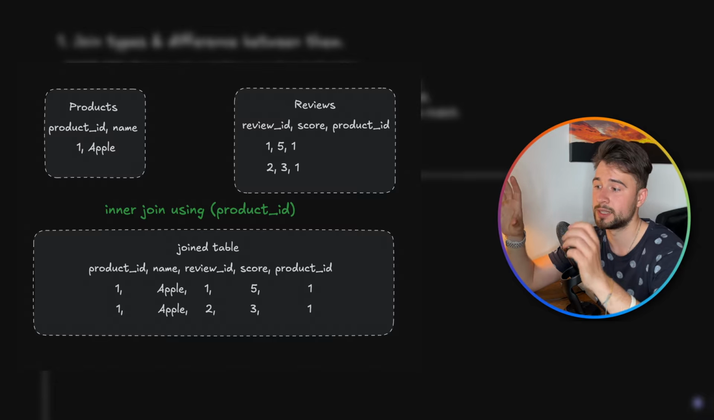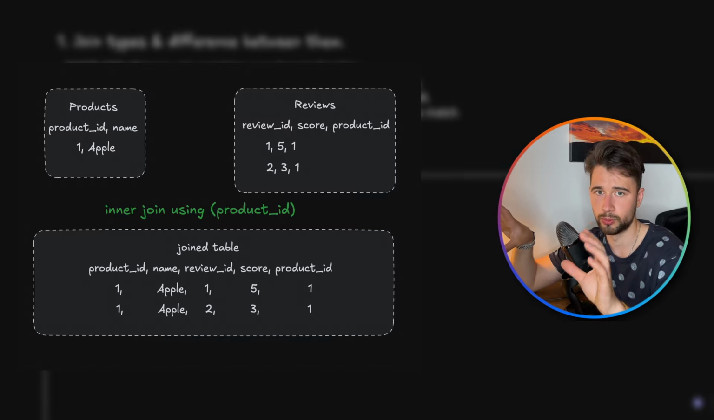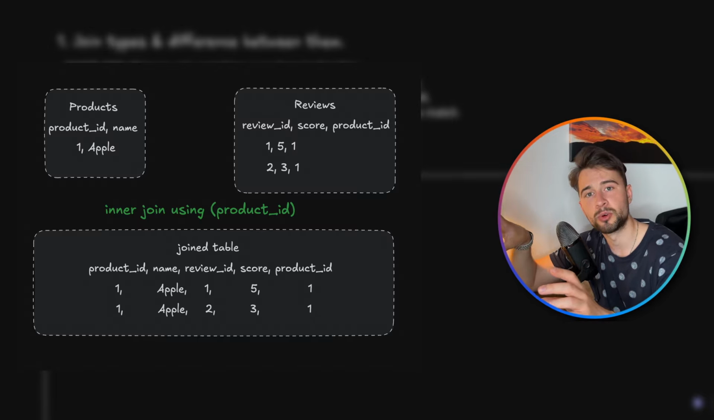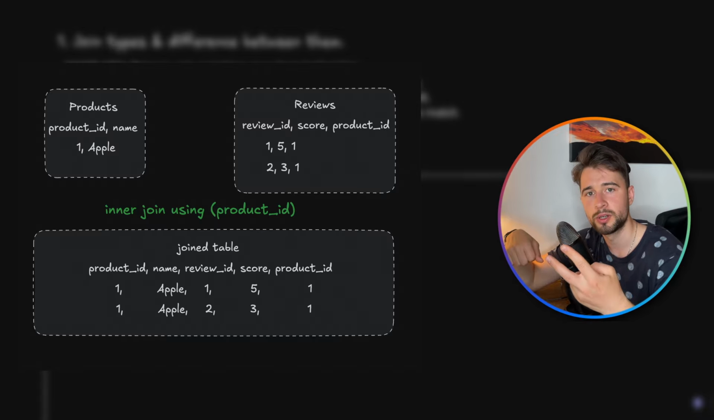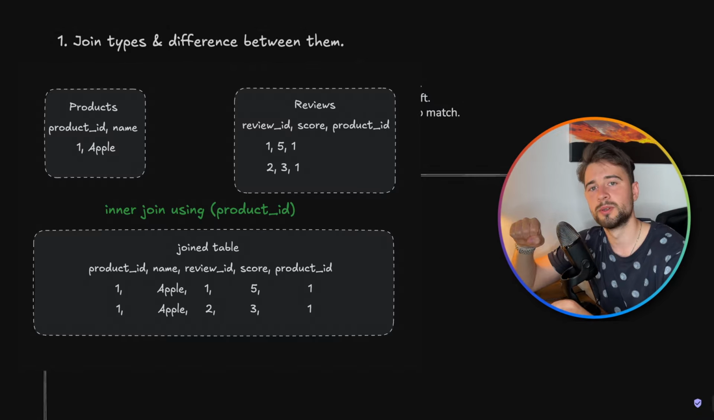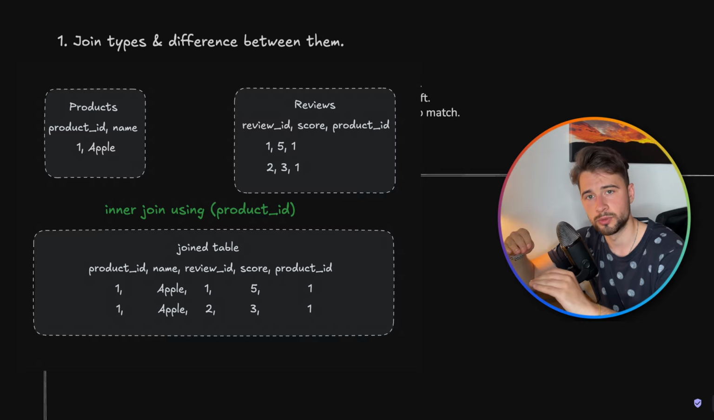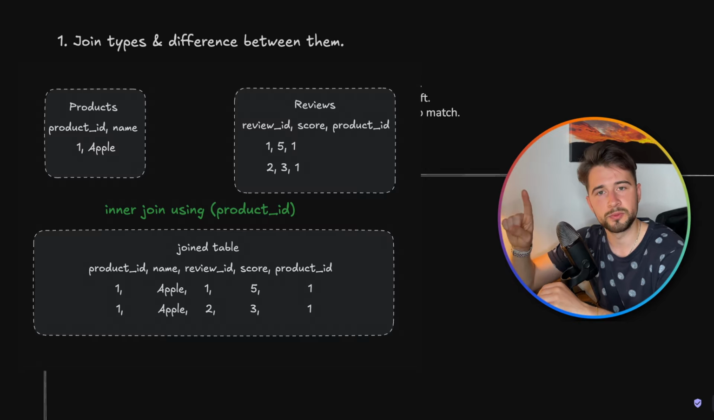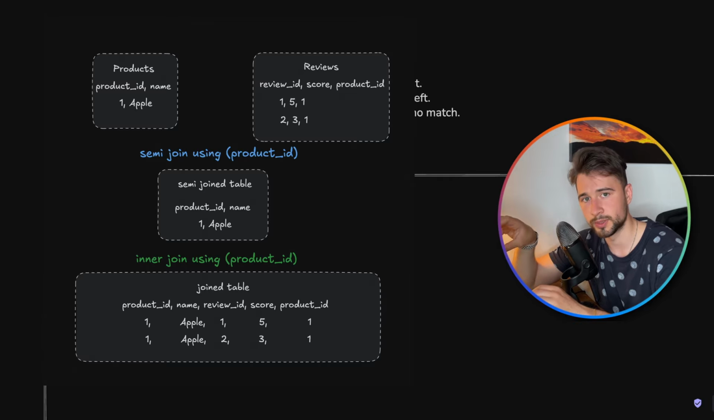And let's say we do an inner join here. And if we have a product with ID 1 that has two reviews and we perform inner join on it, in the resulting table we will have two rows for this product, because one row from the products table matches two rows from the reviews table, and as a result we get two rows here. But if we do a semi-join here, we will still get only one row from the products table.